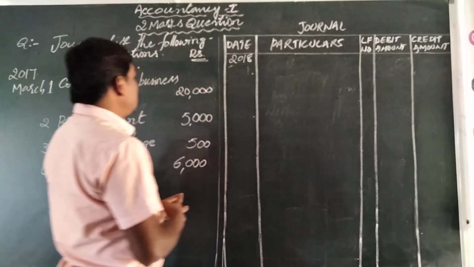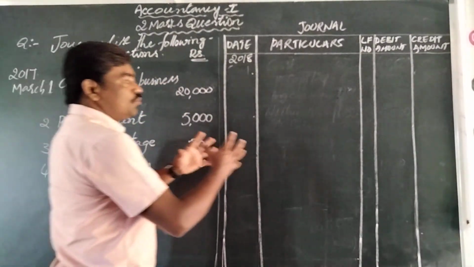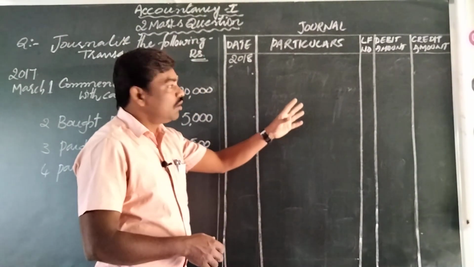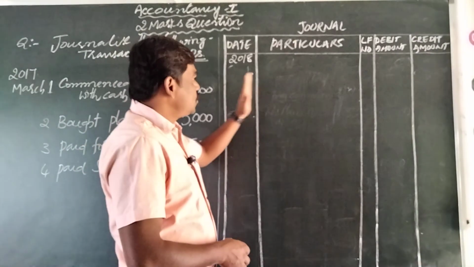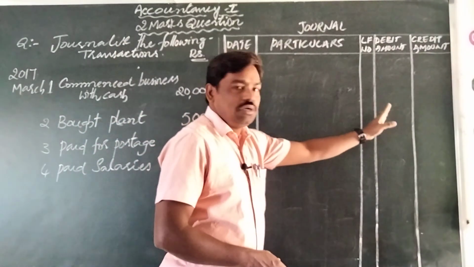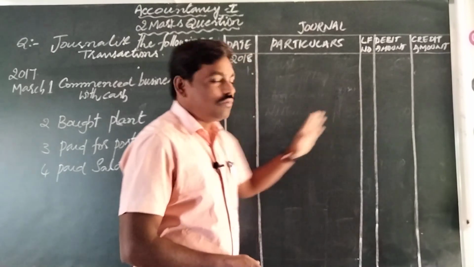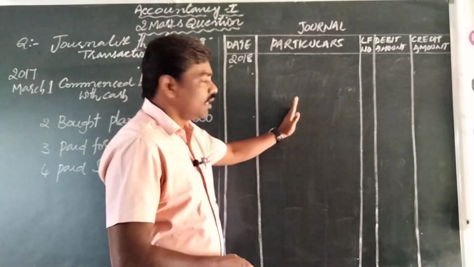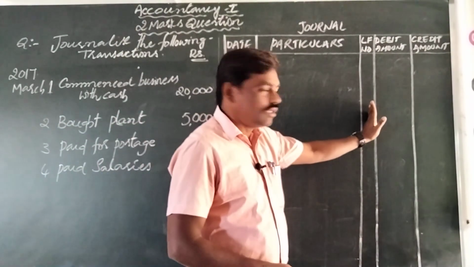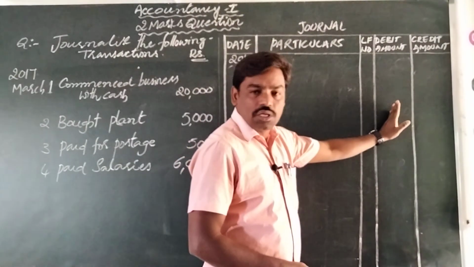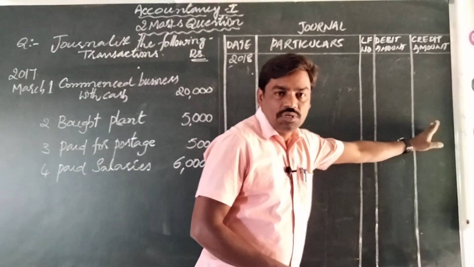Before writing the journal entries in the journal, you need to prepare a journal pro forma with 5 columns: date, particulars, LF number, debit amount, credit amount. First column date, second column particulars, third column LF number, fourth column debit amount, fifth column credit amount.